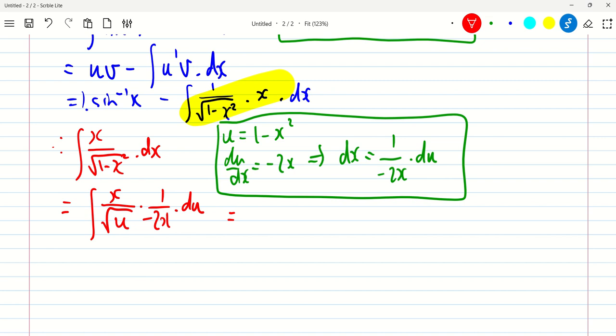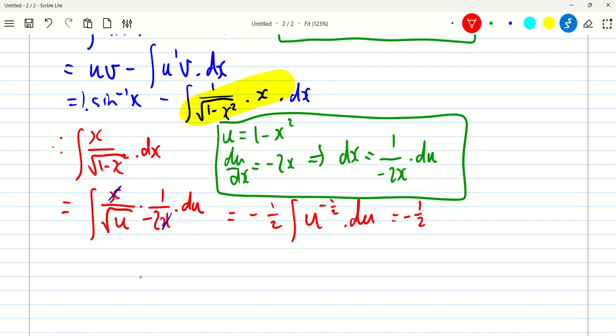So those x's cancel out. x cancels out with that x. And so we're going to have negative half out the front, integral u to the negative half du. Have I missed any negatives? No, all good. So that's what it's equal to.